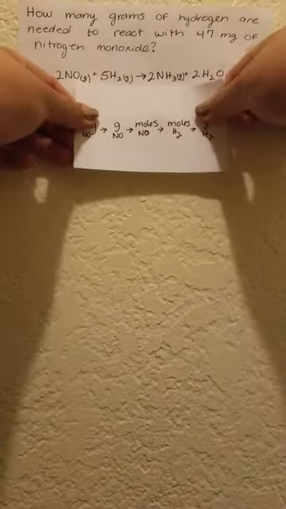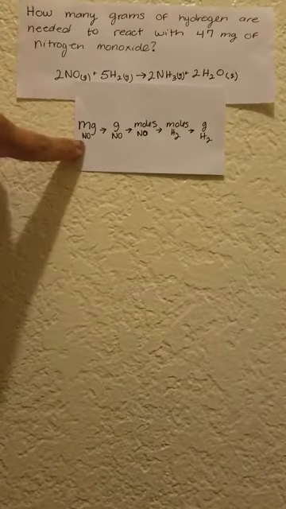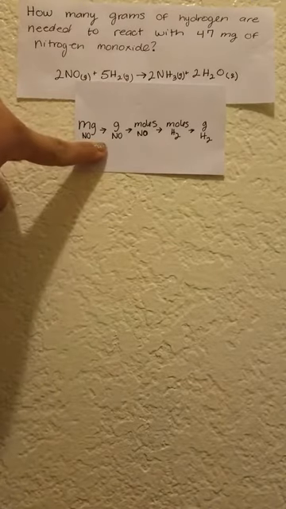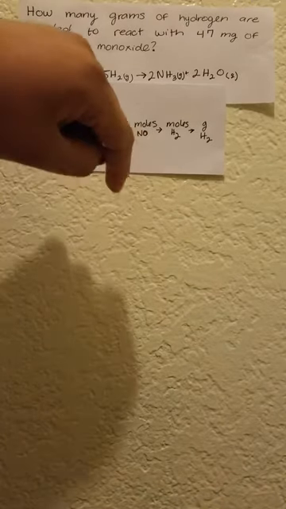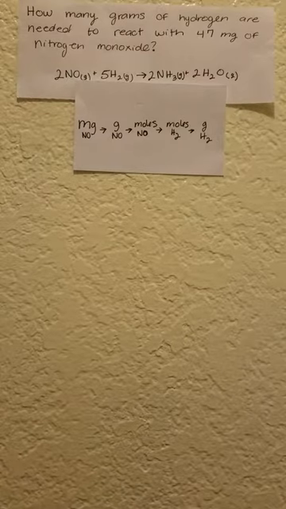Next thing I like to do is write down all the steps I'm going to need to do to solve this problem, just to kind of keep me organized. So here we're going to have to go from milligrams to grams of nitrogen monoxide, and then to moles, then to moles of hydrogen, and from moles of hydrogen to grams of hydrogen. So that'll be our reference while we're working out this problem. I kind of like to do the milligrams to grams on its own, so that way I can get started with the problem.